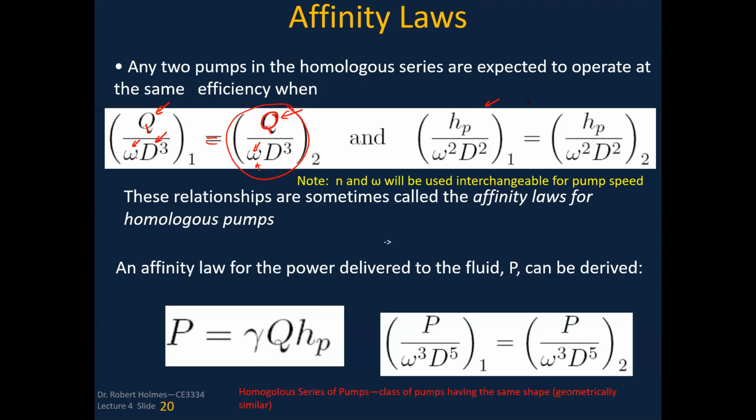If I look at the head coefficient side of things, these affinity laws state that the head divided by the speed of the pump squared times the diameter of the pump squared, for pump one, is equal to that for pump two. So these are the two main affinity laws, and you can get the same thing for power. And we're going to use these affinity laws very simply. If I've got one pump and I want to change the speed of that pump, I can solve for what is going to be the flow rate.